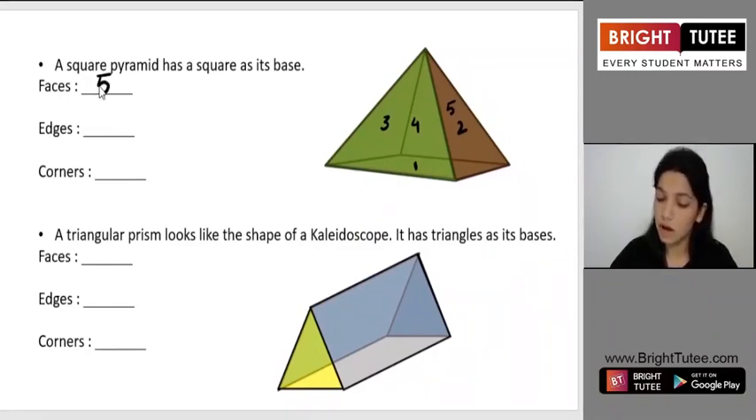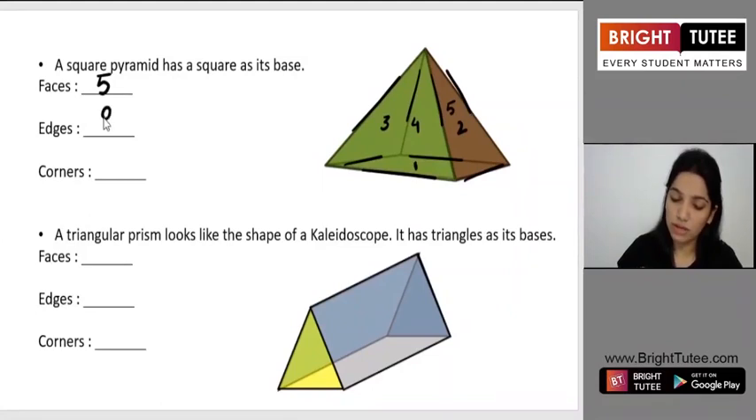Now let's see how many edges we have. So 1, 2, 3 and 4 at the bottom, and 1, 2, 3 and 4 at the triangular walls. So in total we have got 8 edges in a square based pyramid. Now let's count the number of corners. So 1, 2, 3, 4 and 5. So the total number of corners in a square based pyramid is 5. I hope this is right.